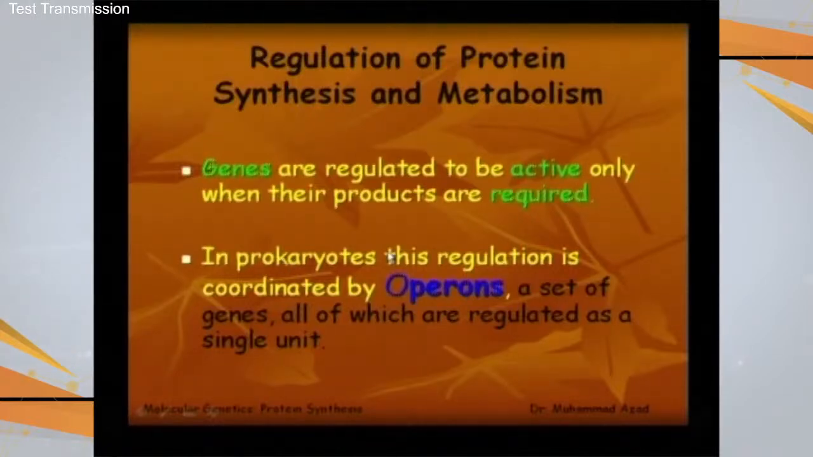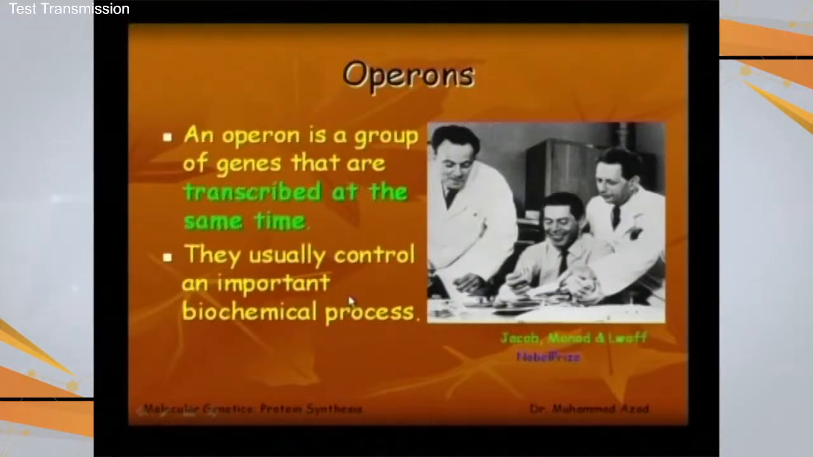In prokaryotic cells, this regulation is coordinated by operons, and operons are defined as a set of genes, all of which are regulated as a single unit. Operons were discovered by Jacob, Monod and Lwoff, who were awarded the Nobel Prize for the discovery of operons. An operon is a group of genes that are transcribed at the same time.